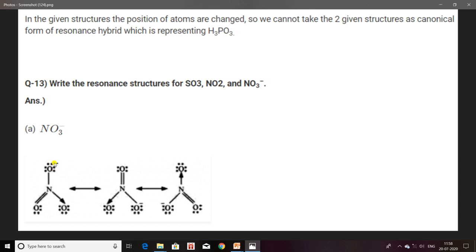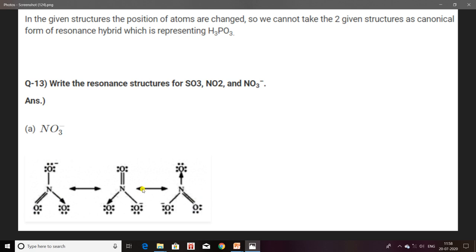If the electron pair which is present here shifts here, then what will happen? This electron pair will make a double bond here and at the same time this double bond will convert into an electron pair here. So the double bond will convert into an electron pair and the electron pair will convert into a double bond and it will make this structure. Now it is also a possibility that the double bond can also be present here, right?